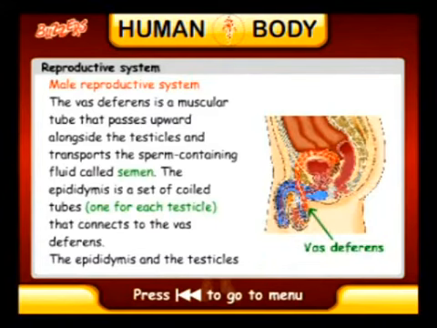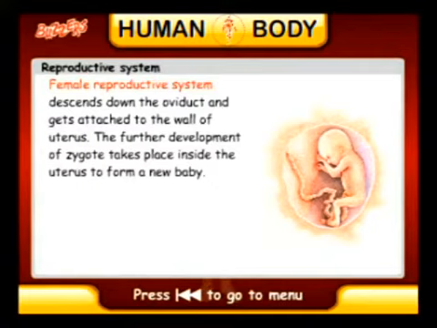Female reproductive system. The organs of the female reproductive system consist of a pair of ovaries to produce eggs. Ovaries are located in the lower part of the abdomen. The released ovum passes through the oviduct or fallopian tube where it meets the sperm and fusion takes place. The fertilized egg or zygote descends down the oviduct and gets attached to the wall of the uterus. The further development of the zygote takes place inside the uterus to form a new baby.